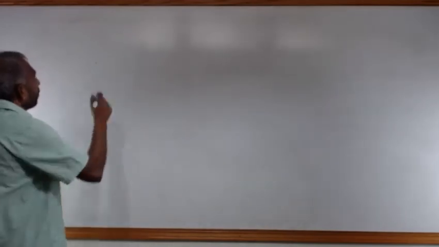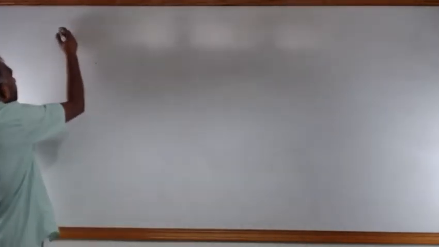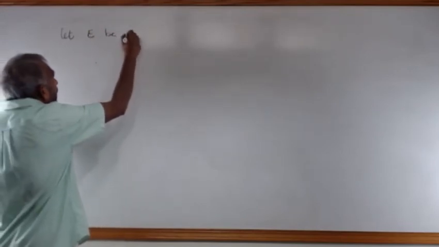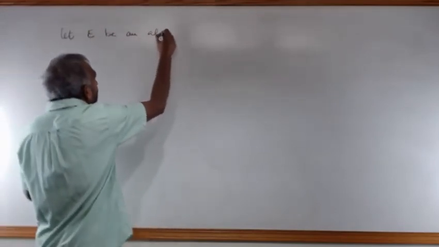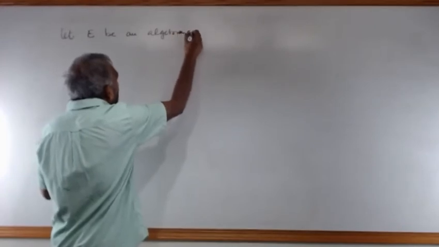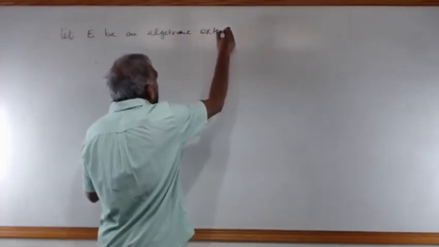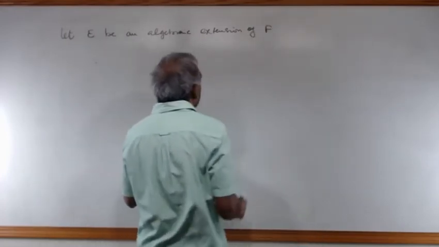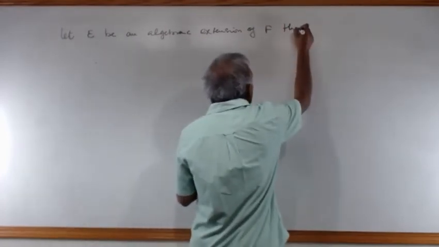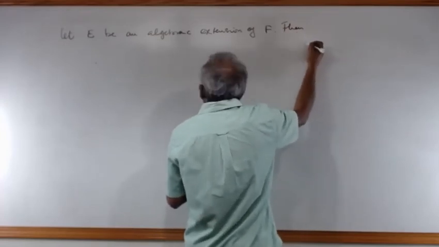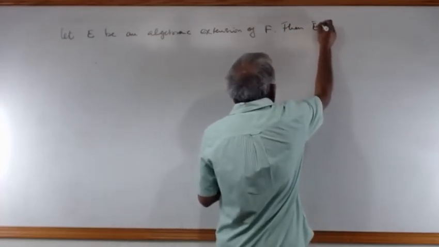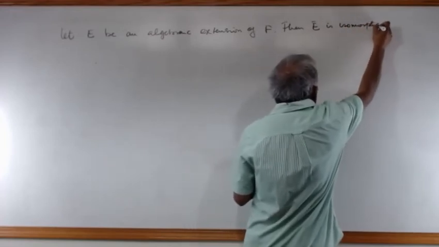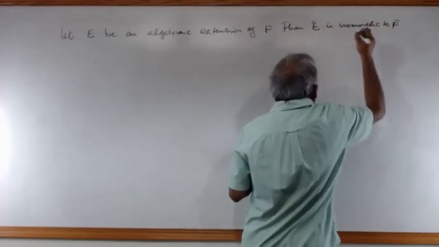We'll do another problem. Let E be an algebraic extension of F. Then E closure is isomorphic to F closure.